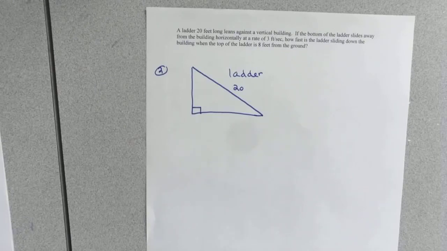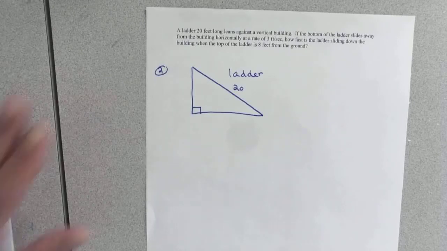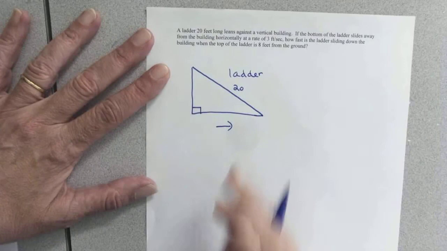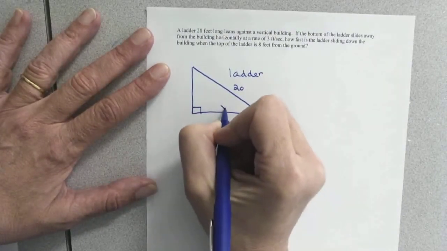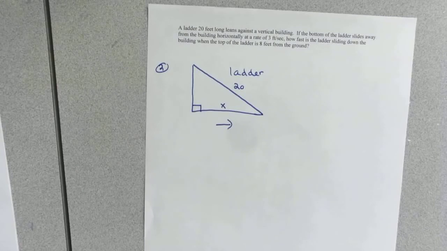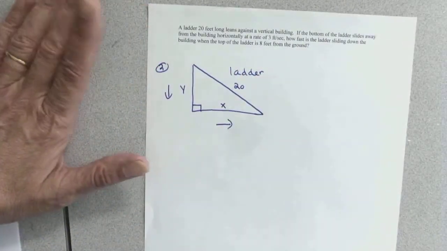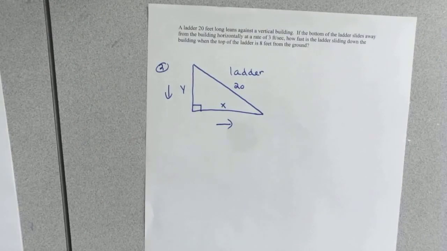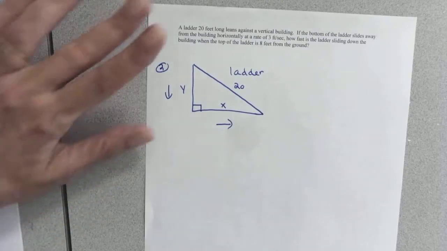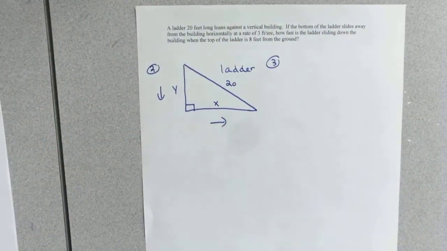So there's my picture. Then it says if the bottom slides away, so this bottom starts to move. And so this side is going to change. I'm going to call it X. So the bottom slides away horizontally at a rate of 3 feet per second. How fast is the ladder sliding down? So this side is coming down, that side is changing. So I'm going to give it a name, Y. Then in the end it asks how fast is the ladder sliding down when the top of the ladder is 8 feet from the ground. So there's my picture.